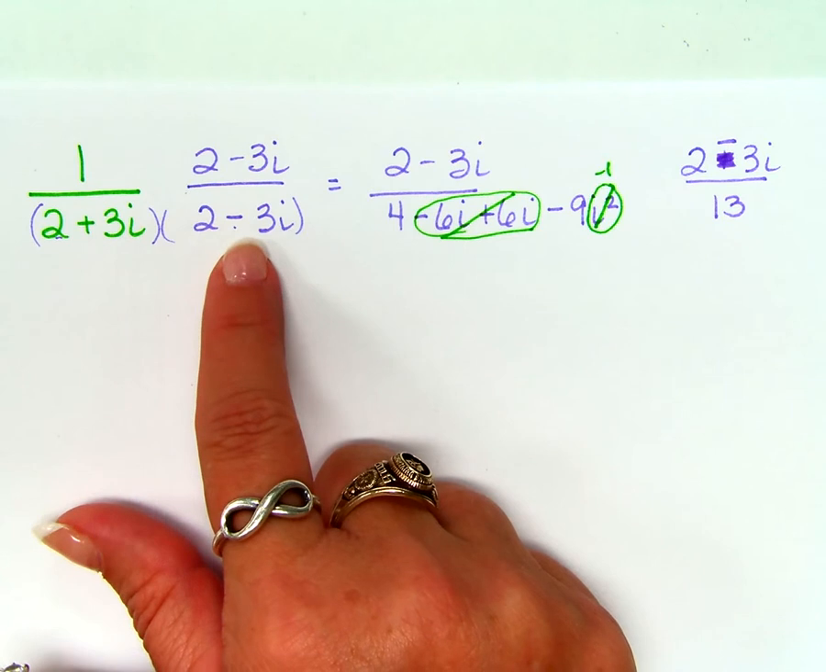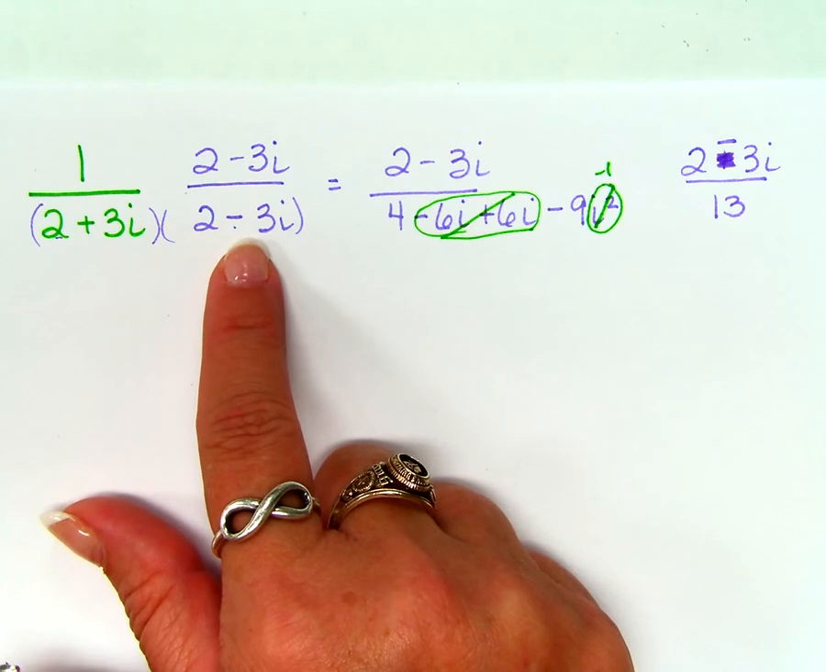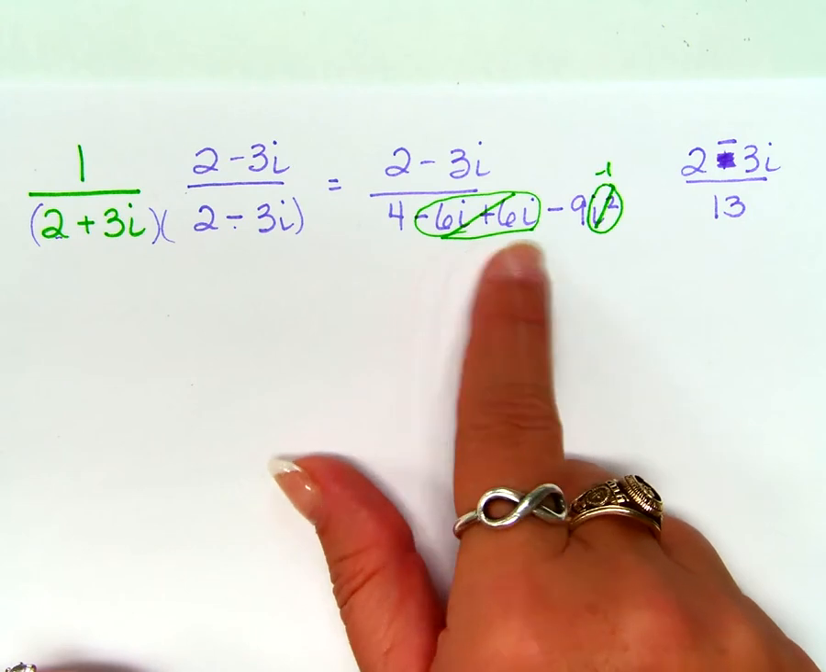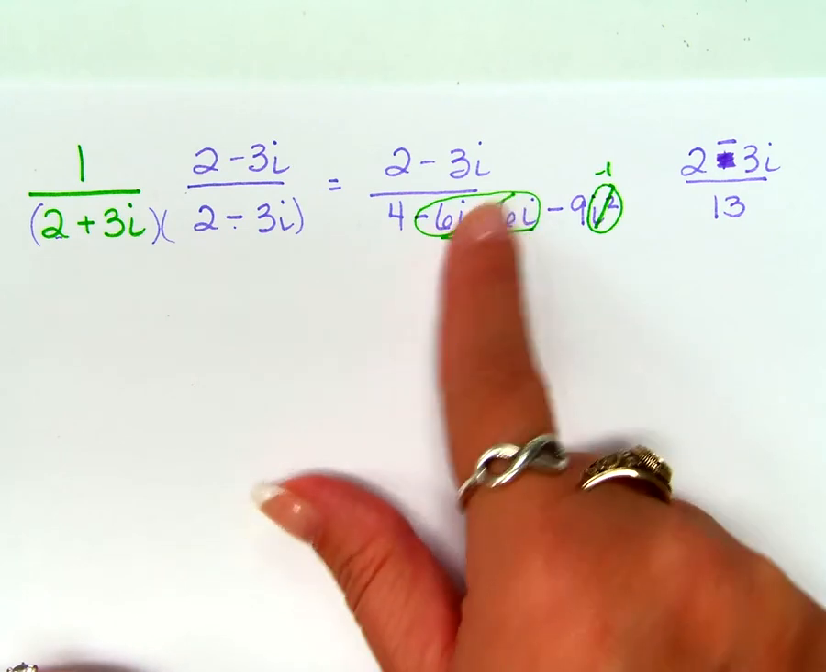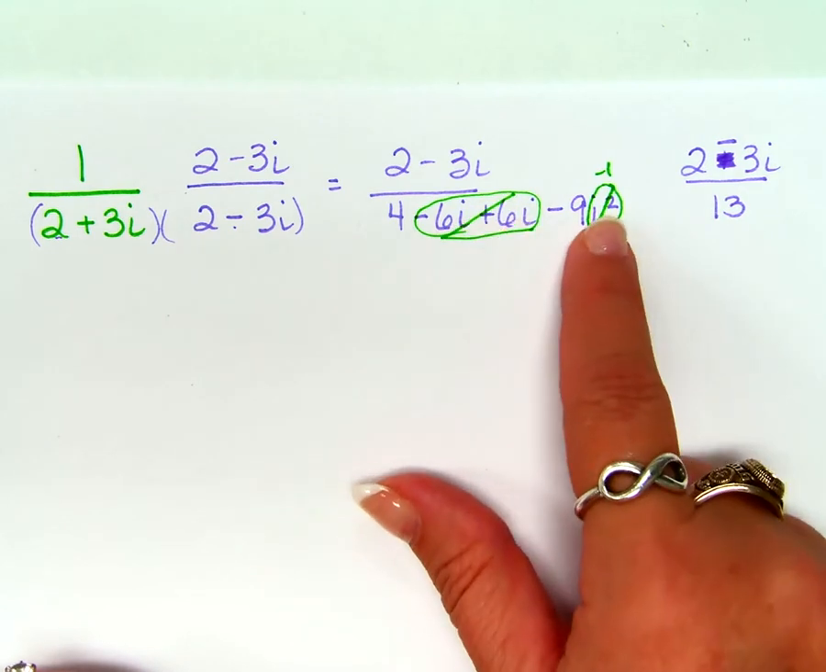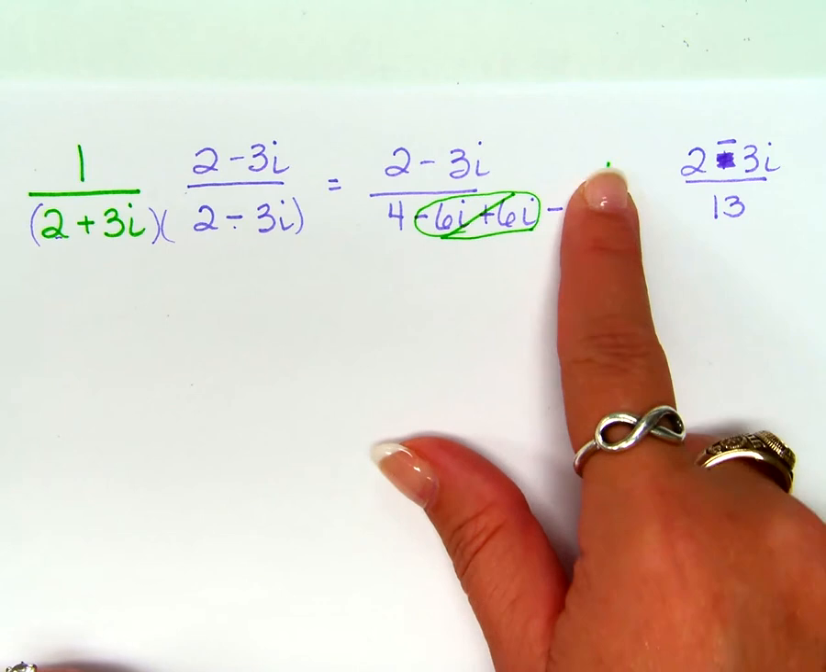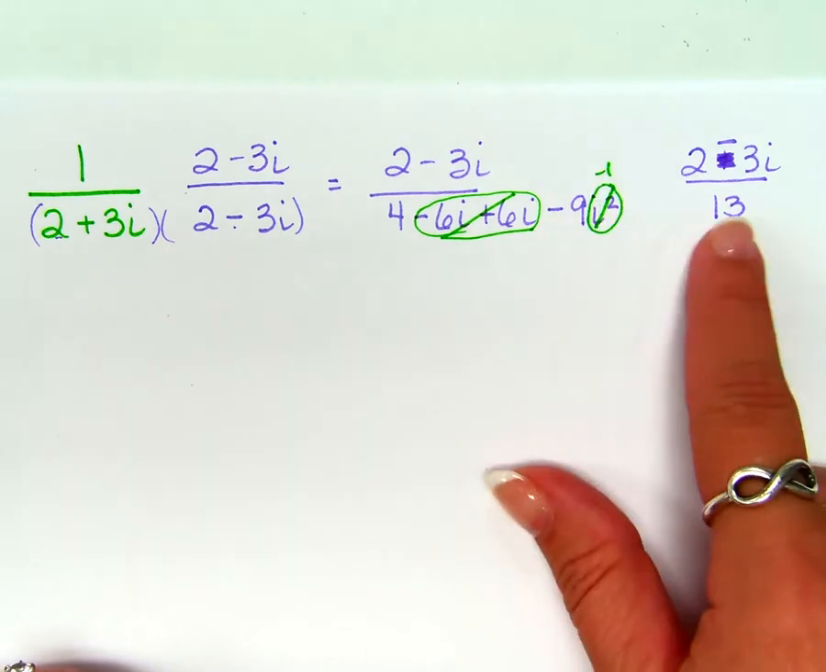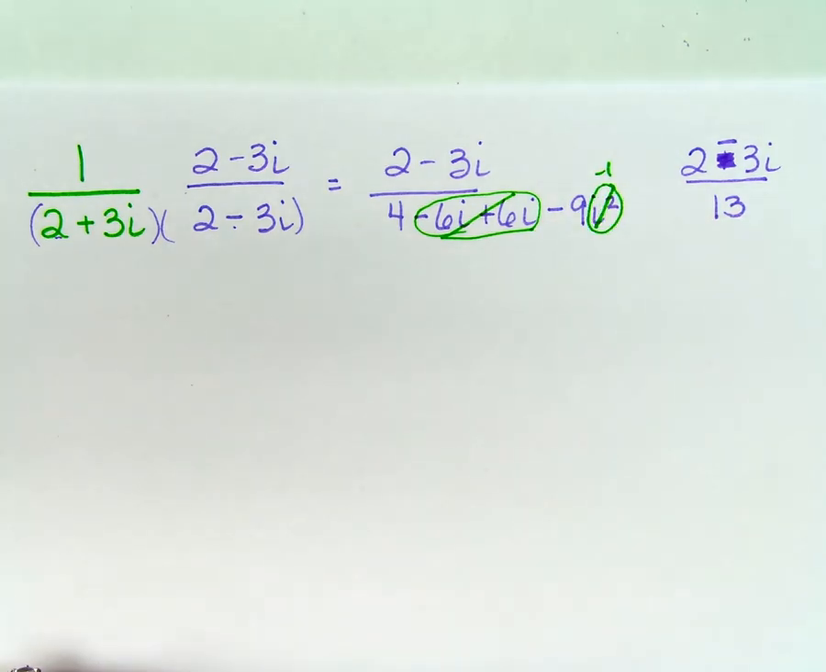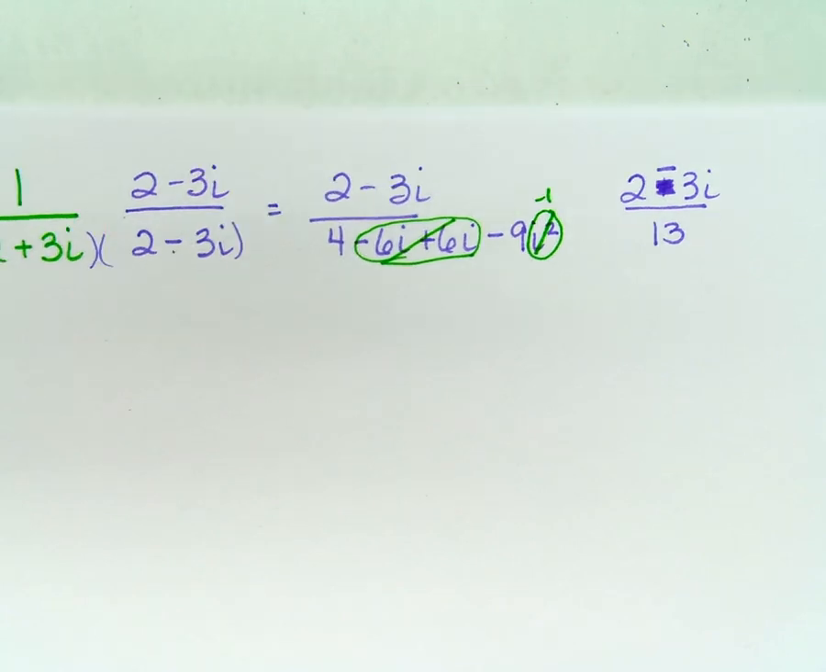Why did I choose its conjugate? Tell me that. Because it would zero out. Yeah, it zeroes out these i values, and this i squared already becomes a real number, negative 1, so I have no more imaginary parts in the denominator, which is what I needed. Does that make sense? Yes. Okay.